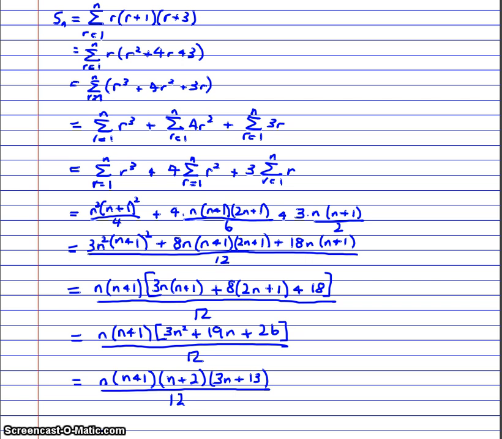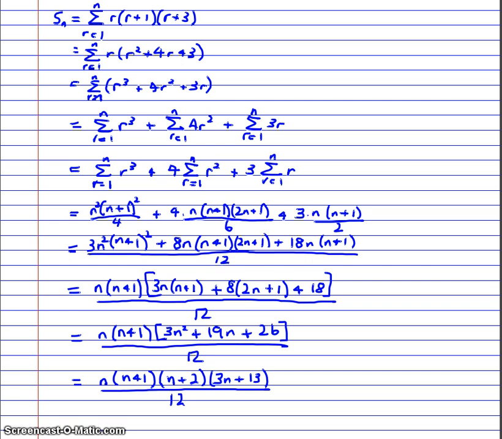Okay, so it's simplified. We expanded and collected like terms to get 3n squared plus 19n plus 26, and then that factorised to n plus 2 times 3n plus 13. And so that last line there is our required result, because the question asked us to have it in factored form.